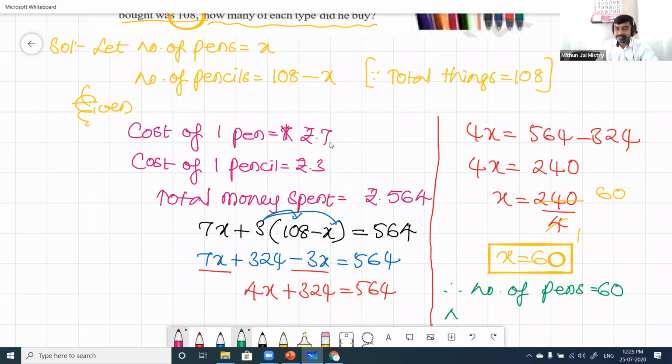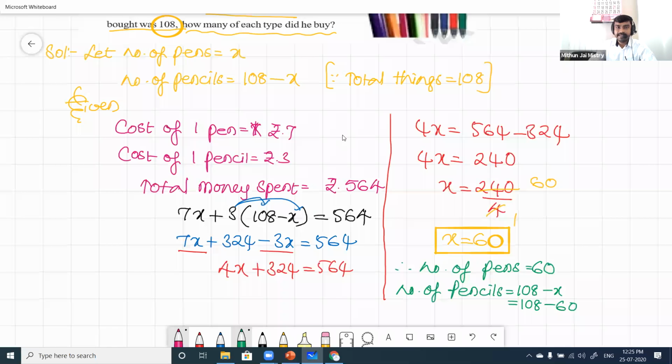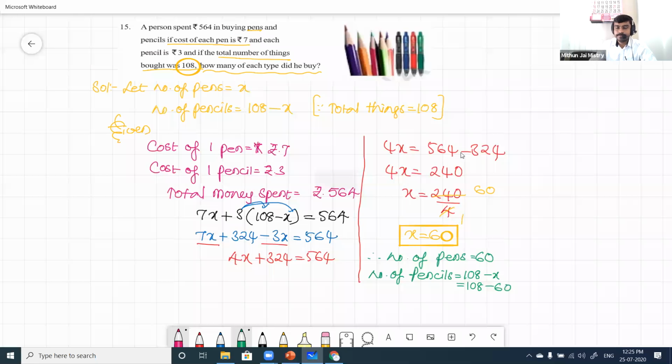Next, what is number of pencils? Number of pencils will be 108 minus x. Yes or no? So once you write 108 minus x, that is nothing but 108 minus 60. And when you subtract 108 minus 60, you will get 48. So number of pencils is 48. He bought more pens and less pencils. Yes, please take a screenshot of this. Let me check. Yes, 48. Meghna gave the answer 48 just now.